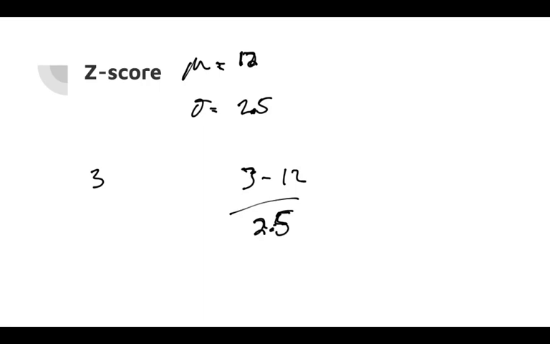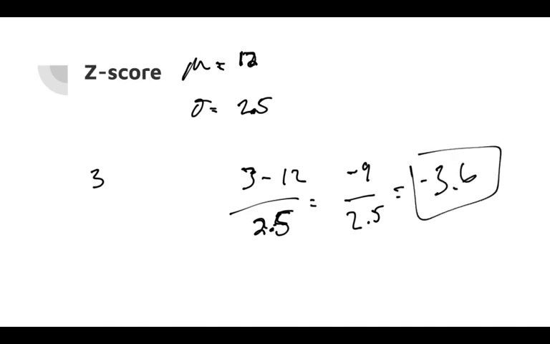Sorry, my handwriting is getting sloppy. So you're looking at this and you'll be like, okay, well, this is going to be negative 9, and this is going to still be 2.5. So I've got a negative number, right? And so this is minus 3.6. And so what does that mean, right? That minus 3.6 is telling you the standard deviation.